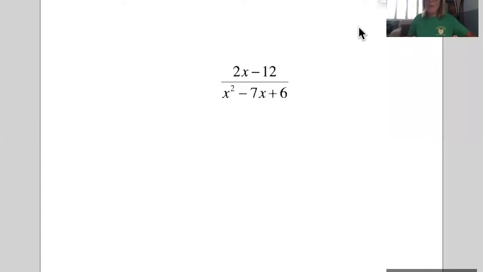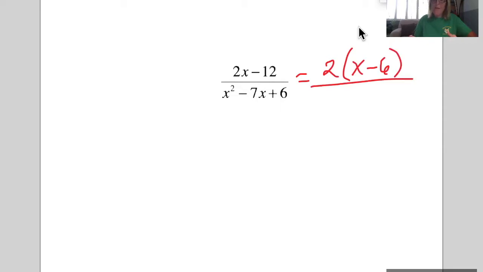Okay, so we'll step it up a little here in complexity. So we have a binomial and then a trinomial. And so let's factor the binomial. I see a common factor of 2 here. And so now I need to factor this trinomial. So I'm looking for a product of 6 and a sum of -7.